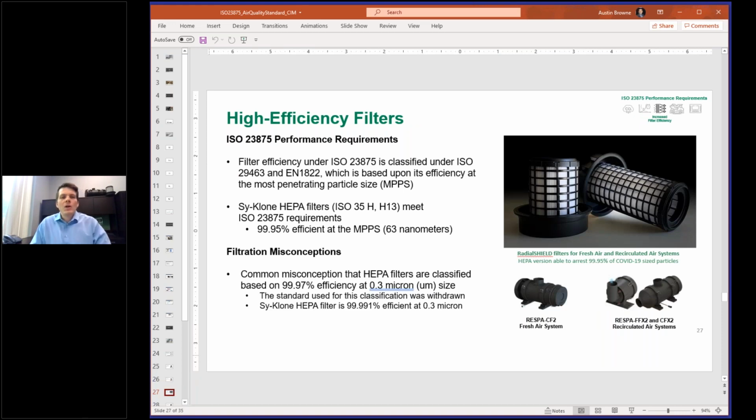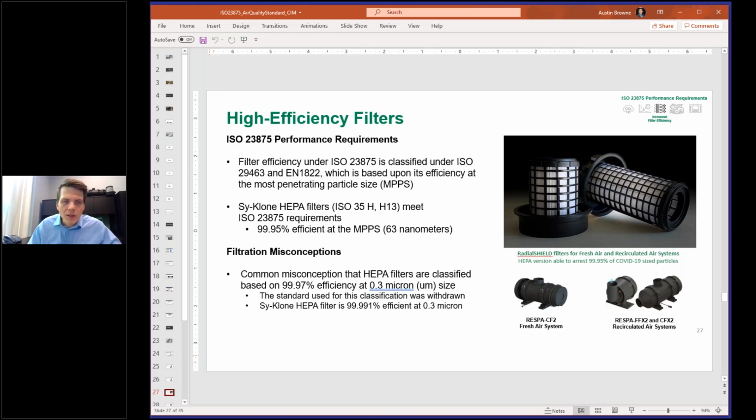So we've spent a lot of time talking about high efficiency filters, but what does that really mean? Anecdotally, there's been a lot of misconceptions on what is a HEPA filter. At the end of the day, a lot of people use an old rule of thumb that as long as it's 99.97% efficient at 0.3 microns, then it's a HEPA filter. Unfortunately, that's not the case. That used to be a standard. That classification has been withdrawn.